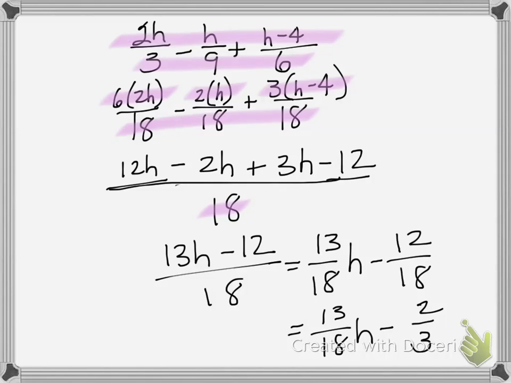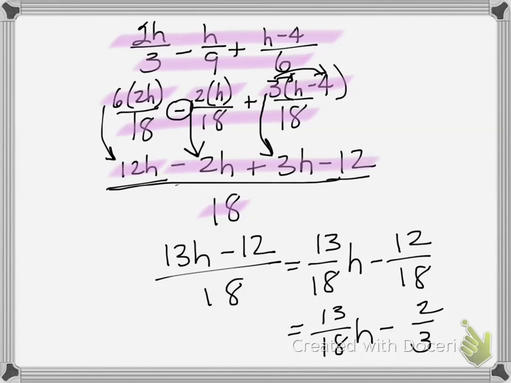Go ahead and do our distribution. 6 times 2h is going to be 12h, and then 2 times h is going to be negative 2h because we have our negative here. And then 3h minus 4 is going to distribute out as 3h minus 12, that's 3 times h and then 3 times negative 4. All right, so there we go.